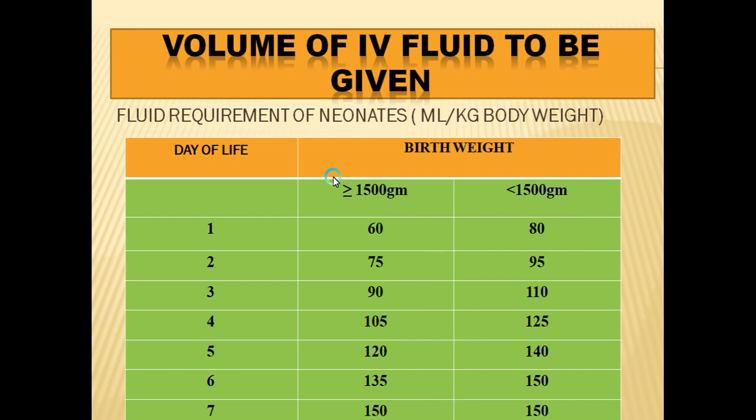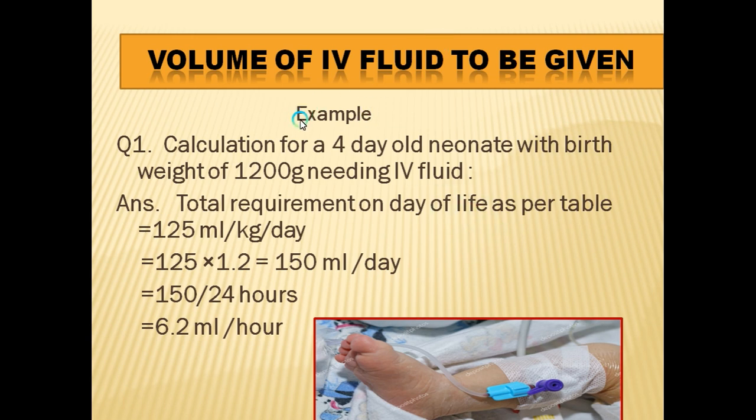So this is how we calculate the amount of fluid to be given per kg of body weight. Whenever we need to calculate, we need this table, and our whole calculation will depend on it. Now let's see some examples. Calculation for a 4-day neonate with birth weight of 1200 grams requiring IV fluid. Suppose you have a baby in the NICU, it is day 4, the weight is 1200 grams. If you see that chart, you will find it is for 1200, that is less than 1500. So in that chart on day 4, the baby's requirement is 125 ml per kg per day.